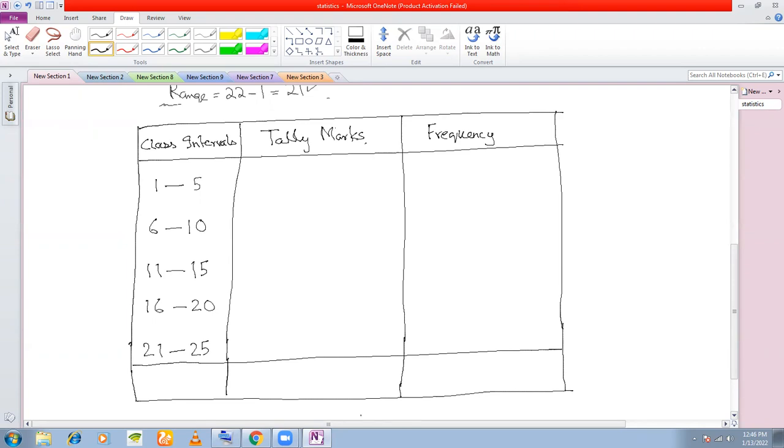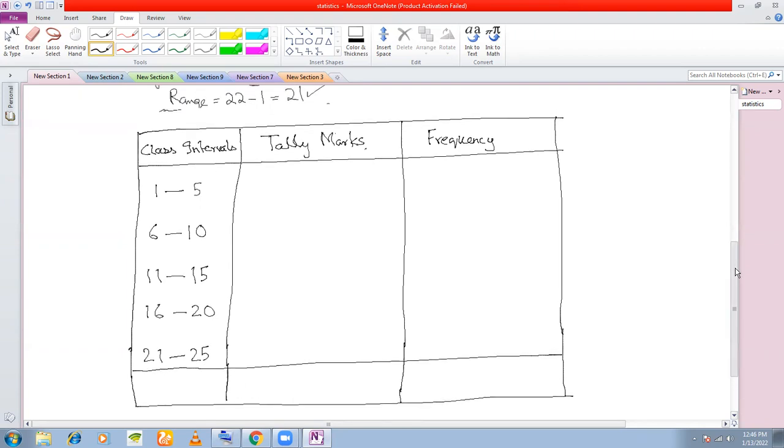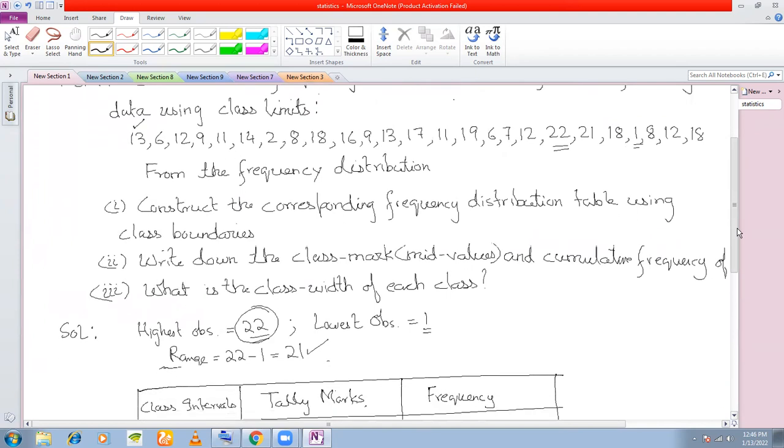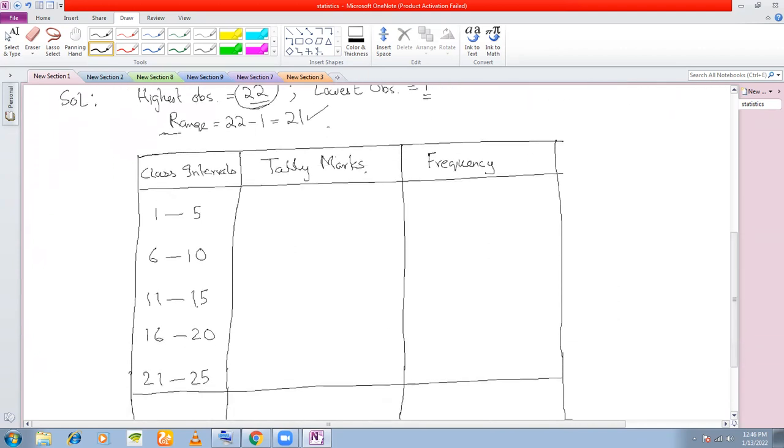Now we are going to proceed to the next part, which is tally marks. Look at the first data, all this data. The first data here is 13, right? 13, which category will it be classified under? Between 11 to 15. So you give a mark here. A stroke here. That means this 13 has been taken care of.